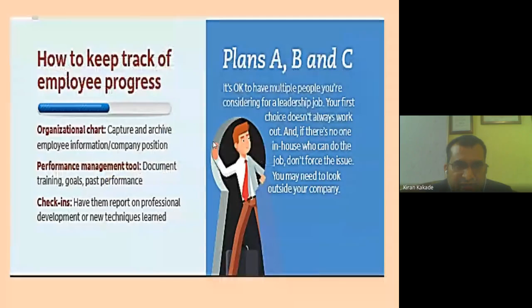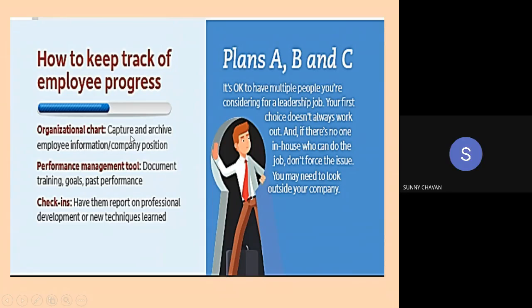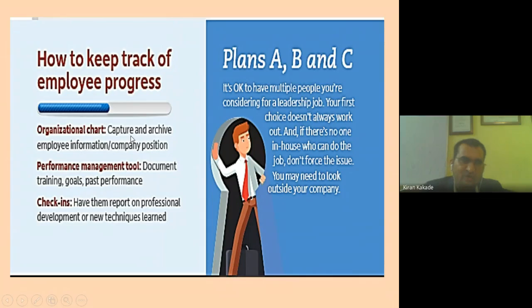How to keep track of employee progress? So there are 3 ways: organizational chart, performance management tool, and check-ins. What is the organization chart? It captures and archives employee information, company position, the reports, the positions, how employees are progressing, the hierarchy, the organization structure, meaning bureaucratic or functional structure. So from this you will know how many internal hirings have happened for the key positions in the last 5 years, and how many hirings from outside.